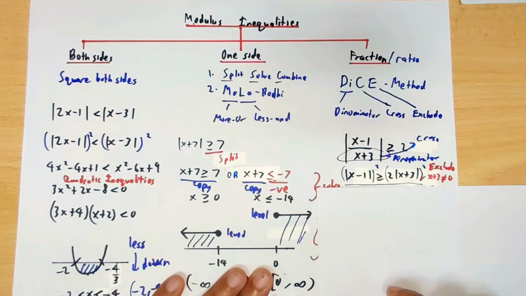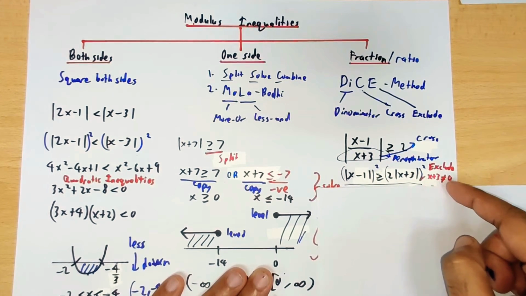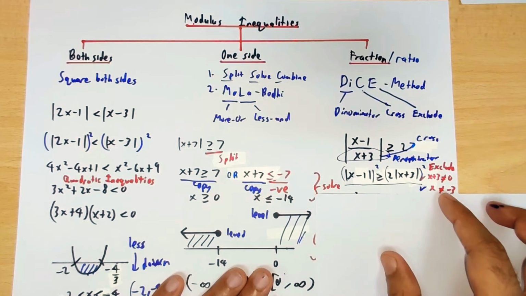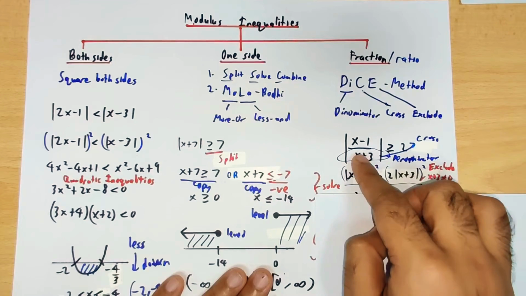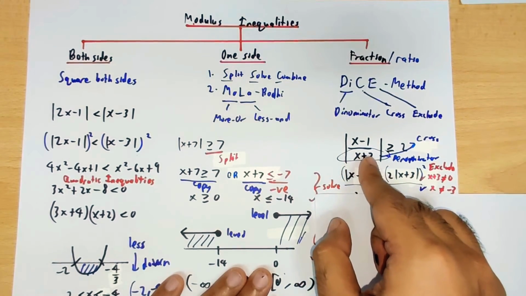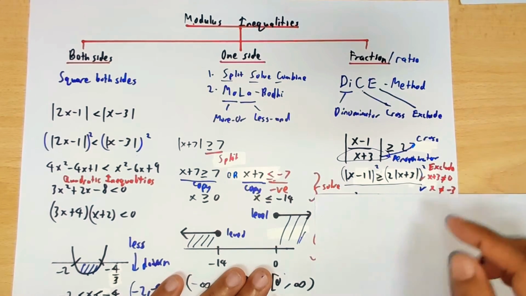Remember to exclude it. The reason why you need to exclude x plus 3 not equal to 0 is because you cannot have x equal to negative 3. If x equals negative 3, you're going to divide the whole thing by 0. Negative 3 plus 3 equals 0, and you cannot divide by 0. That's just a big math error, so you need to exclude it.